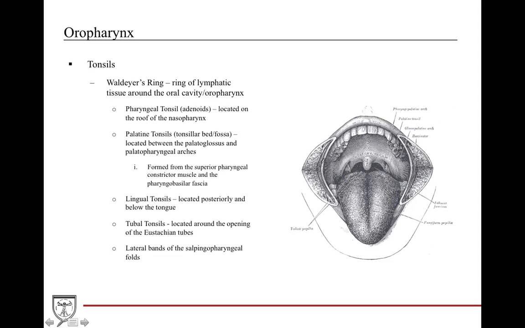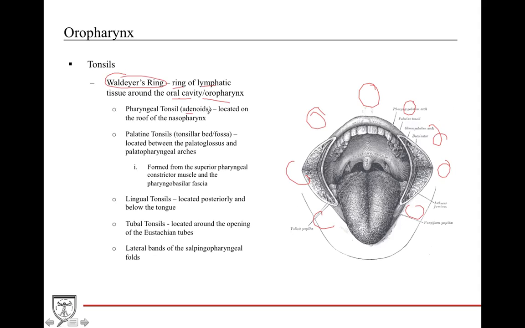So we talk about the tonsils. There's actually a structure called Waldeyer's ring, and this is actually a ring of lymphatic tissue that circumferentially surrounds the oral cavity and oropharynx, kind of like this. And it just provides a circular protection of tonsillar lymphoid tissue for any sort of infections that come into the mouth.